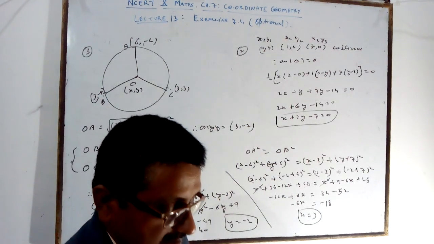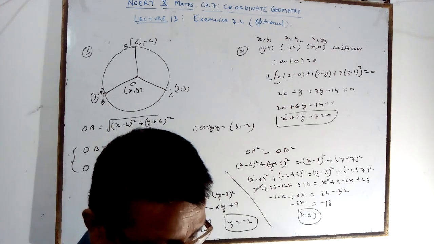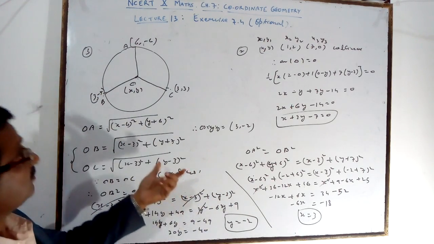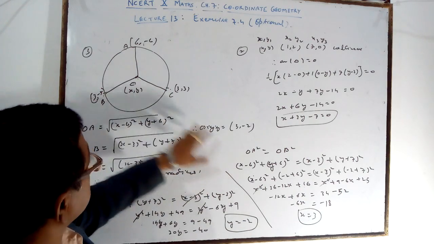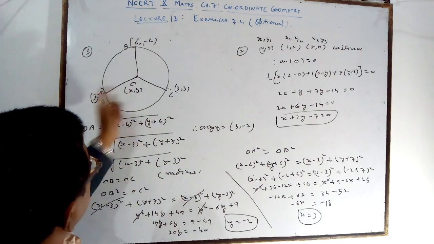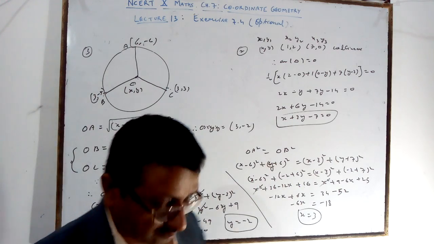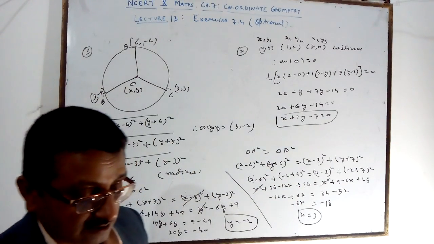You are getting the coordinate of the origin as 3 comma minus 2. Very simple. Coordinate of the origin is 3 comma minus 2. By these two, because both have 3 and the 3s cancel, I am getting y and then getting the coordinate of x.